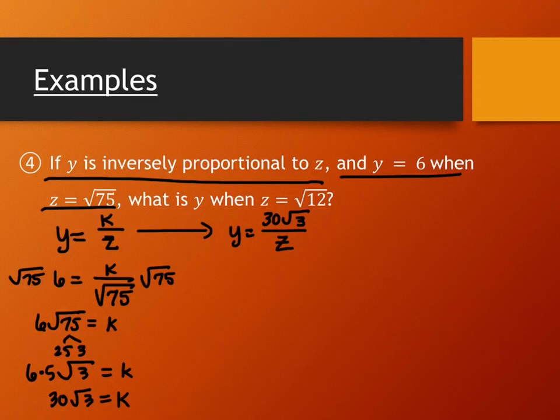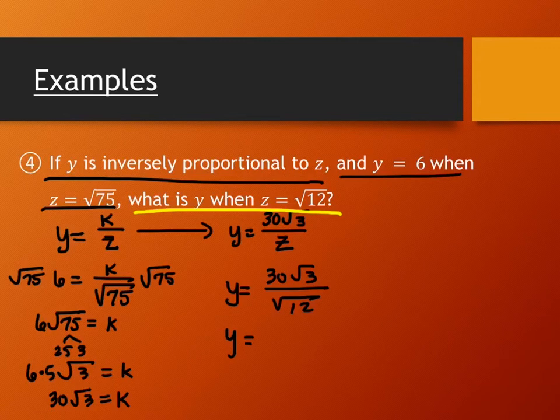Okay, so that's basically what we would have done in the last two problems. The last piece of information is the new part. It says what is y when z equals square root of 12. So we can go back in and plug that in. y equals 30 square root of 3 over, and z is the square root of 12. Now don't get carried away. Simplify the square root of 12 before you do anything else, because some pretty nice things happen when you do.